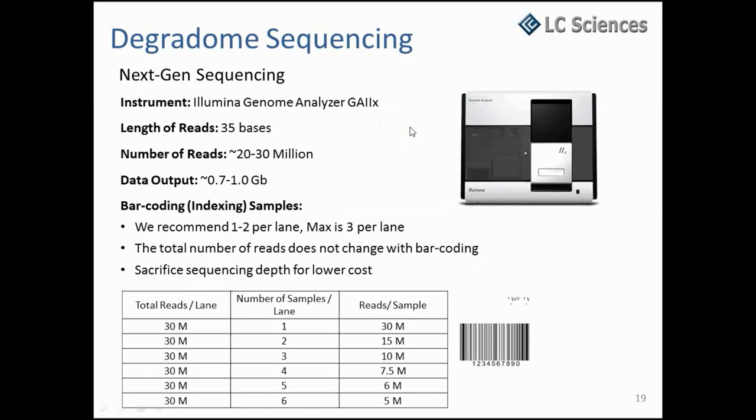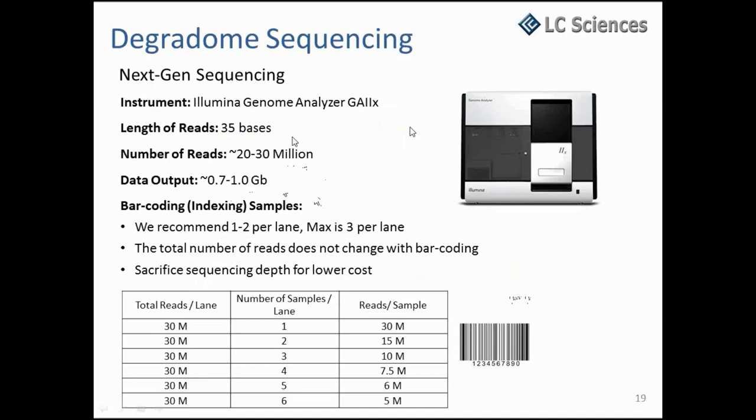And we currently use the Illumina GA2X as the instrument for sequencing. The read length, the sequencing length, is 35 nucleotides. And for one sequencing lane, we get 20 to 30 million reads. And the whole data is 0.7 to 1 gigabases.